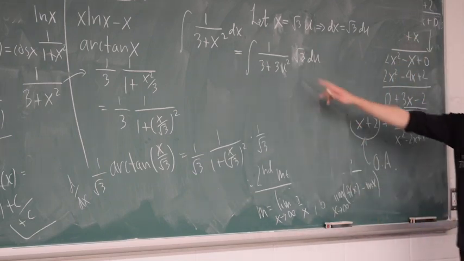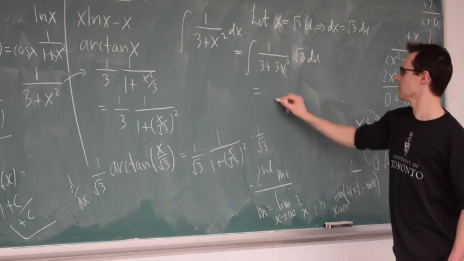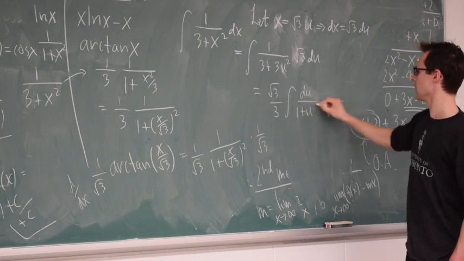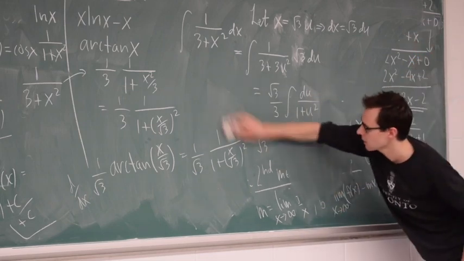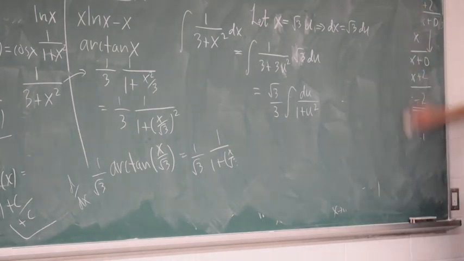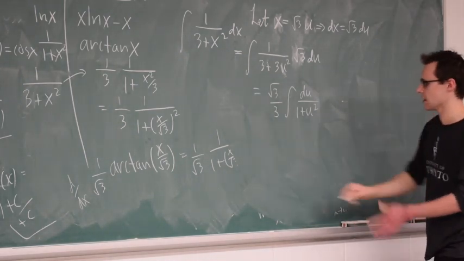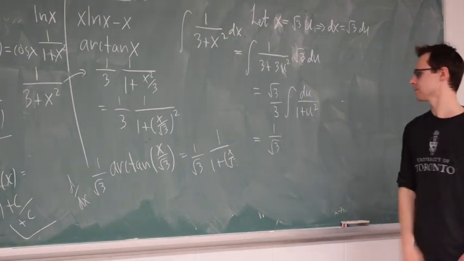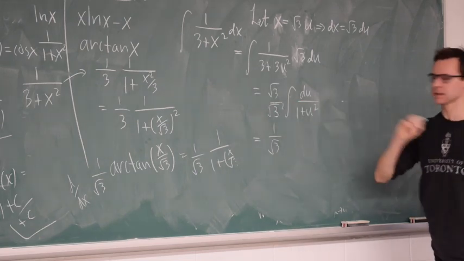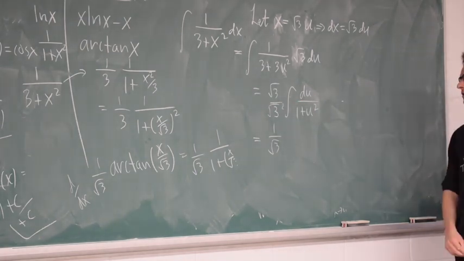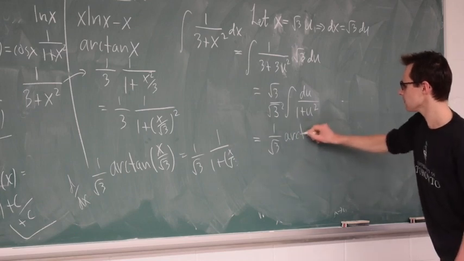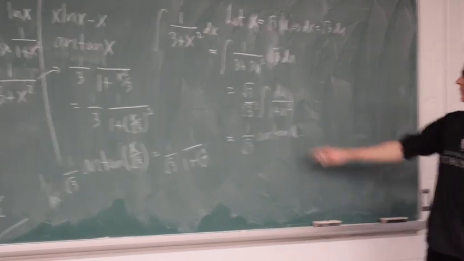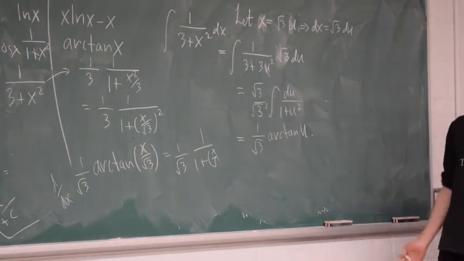Cool. Now we can factor out the root 3 and the 3 from the bottom. This will be root 3 over 3 integral du over 1 plus u squared, which we know is arctan. Okay? So we know that this thing here is going to be arctan u. Root 3 over 3, by the way, is just 1 over root 3. Right? That's how I know that. Yeah? Root 3 squared is 3. Arctan u. The last step in substitution is to replace the subbed-in variable with the original variable.